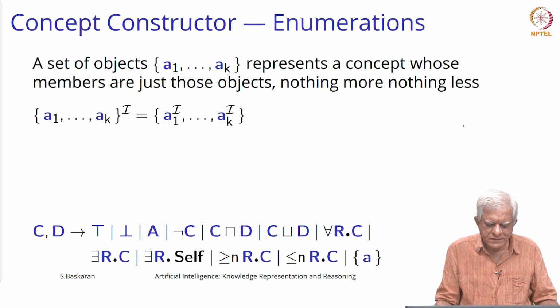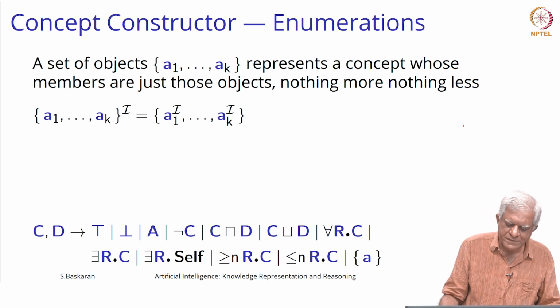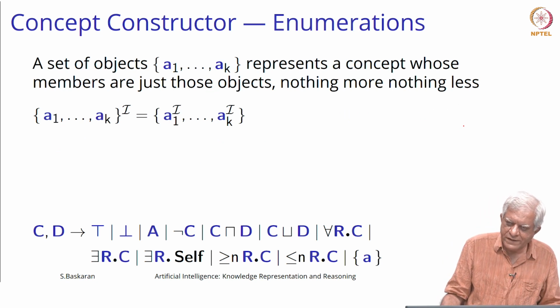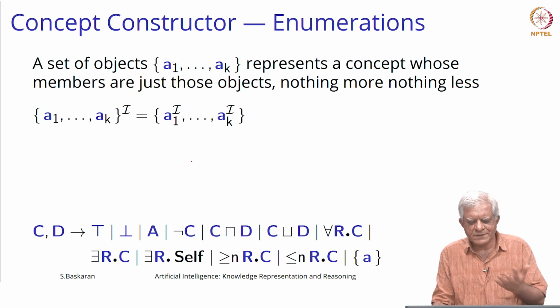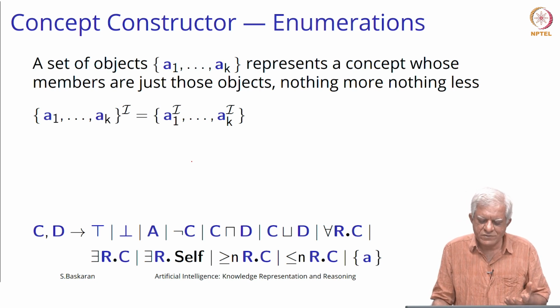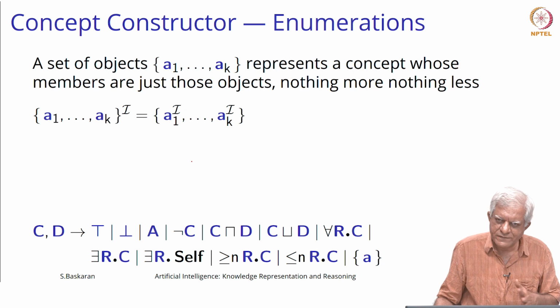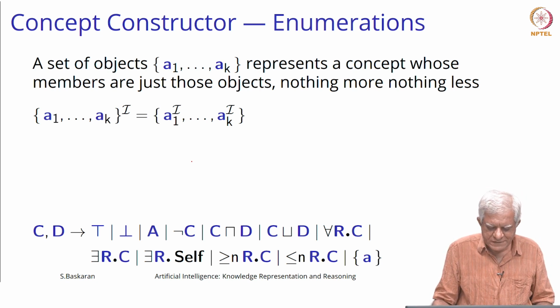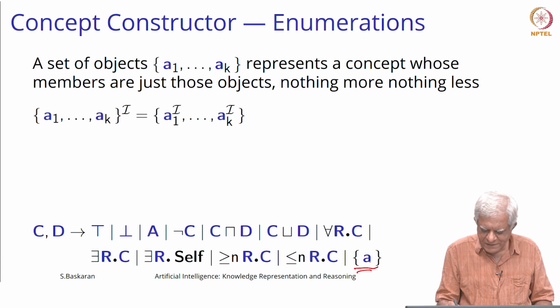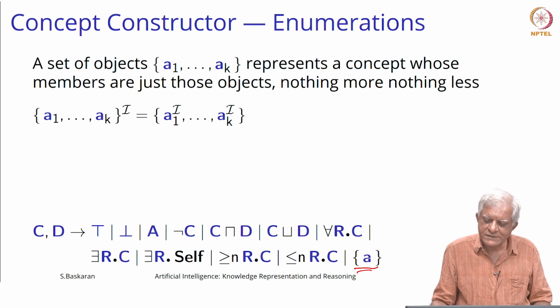The set of named objects. So, we have some objects A 1 up to A k, and then we simply say that these objects form a concept. So, for example, days of a week essentially. So, you can say Sunday, Tuesday, Wednesday, Thursday, Friday, Saturday form the day of a week essentially. So, that is the last of the ways that we can define concepts.